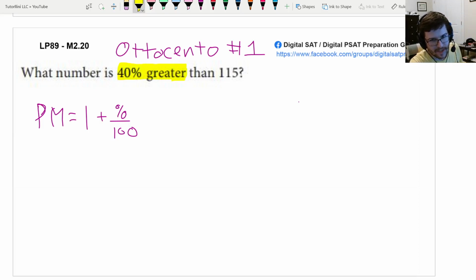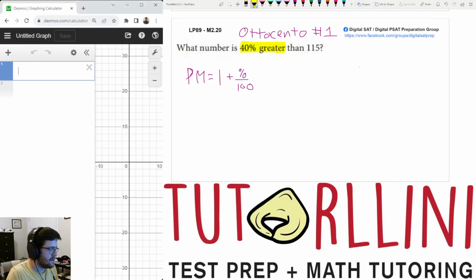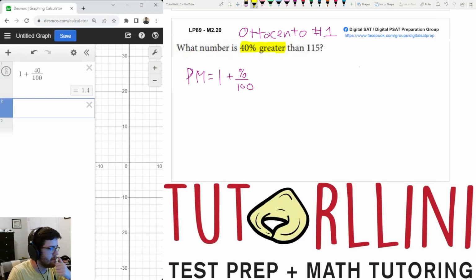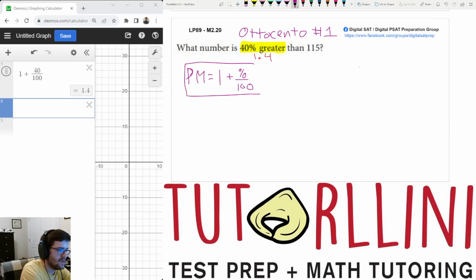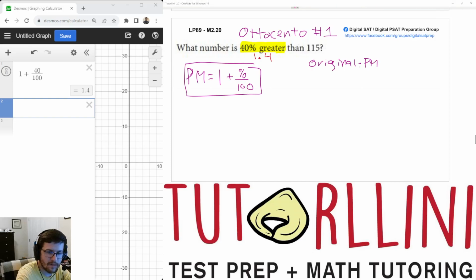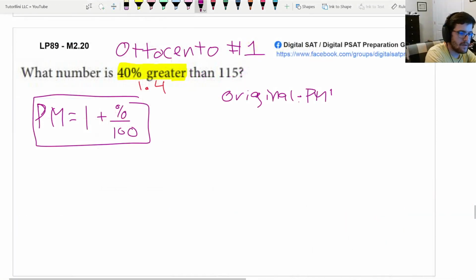So don't do any of this in your head. I'm going to go to Desmos, figure out the percent multiplier. 1 plus 40 divided by 100. So the percent multiplier is 1.4. So I'm going to write that down. 1.4. And now I'm just going to do my original and then apply my percent multiplier to get the final. So original times percent multiplier equals final.